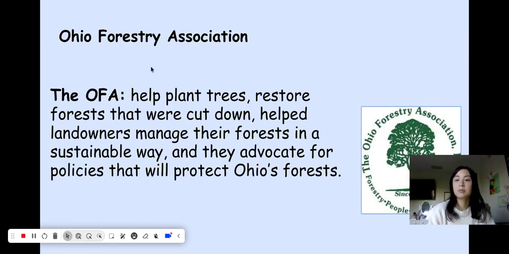Now, I'm going to shorten it to OFA. The OFA planted trees, restored forests, helped landowners protect their forests, and advocated for policies that would protect Ohio's forests.